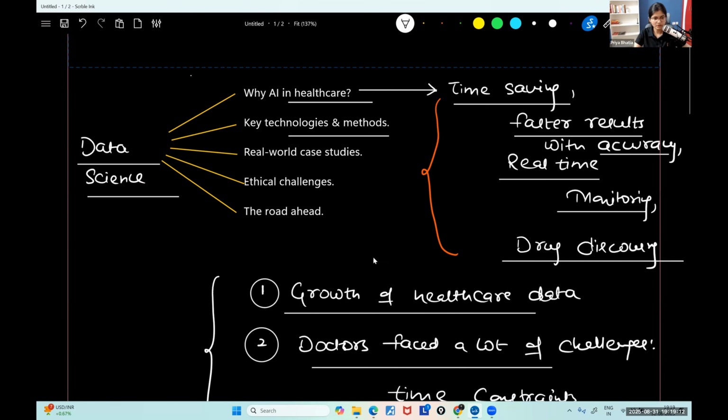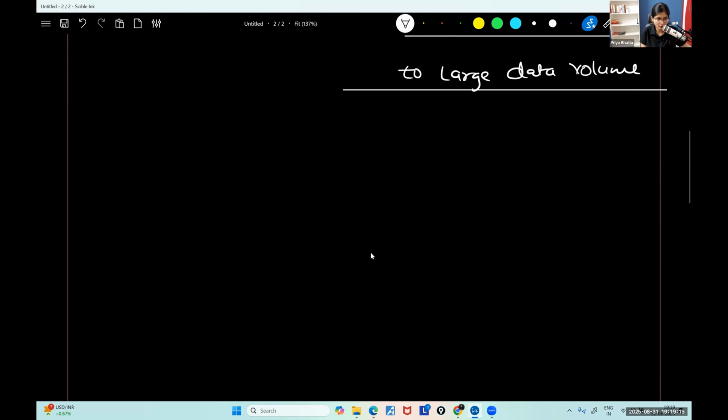So let's talk about now this specific second agenda of today's discussion, where we will discuss what are the core technologies we have for AI in healthcare. So today's main focus will be on AI in healthcare.